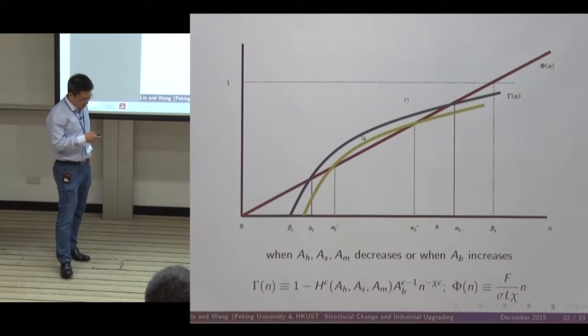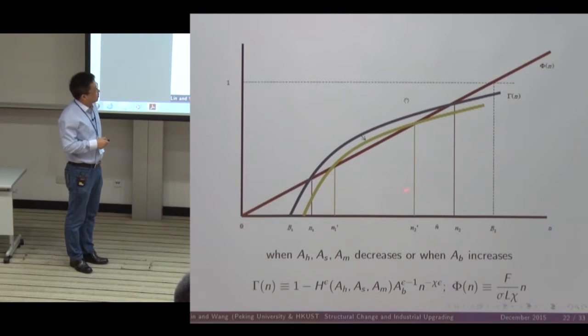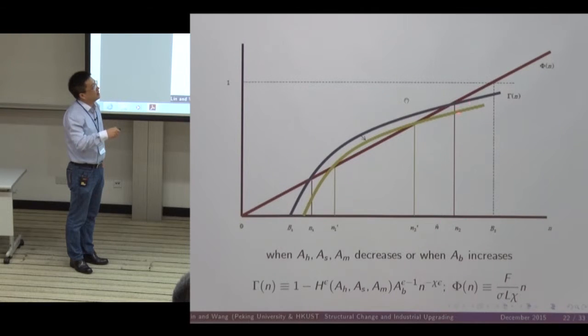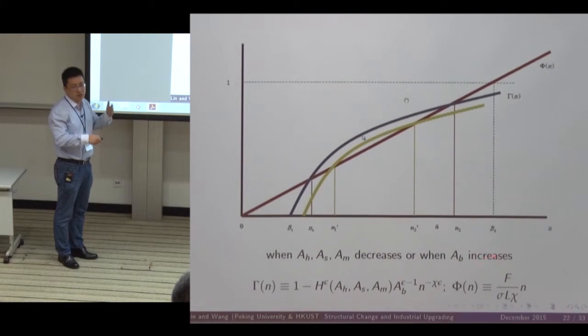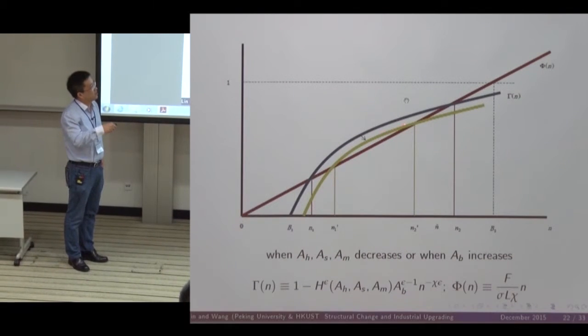Let me give you an example. Before the change, we have two equilibria, the high equilibrium and the low equilibrium. We're going to focus on the high equilibrium. Because the high equilibrium is above N hat, this market equilibrium is indeed better than the no structural change allocation. So it is good. But say the basic manufacturing productivity decreases, as in our comparative analysis, then the curve is going to shift downward. So the high equilibrium is going to move to this N2 prime, but N hat does not change.